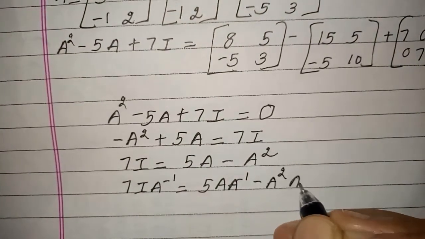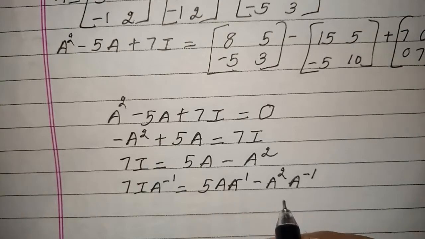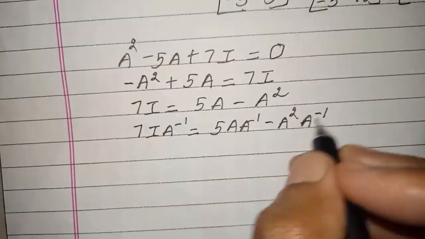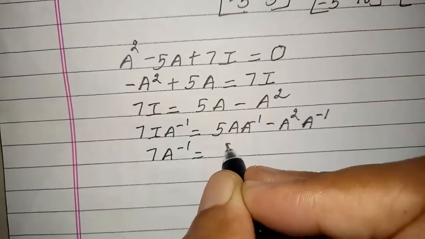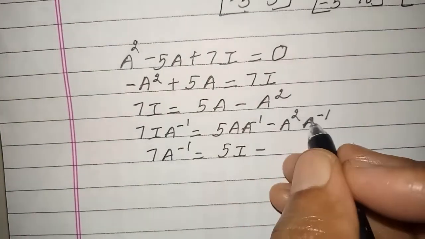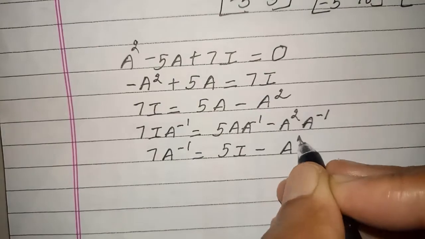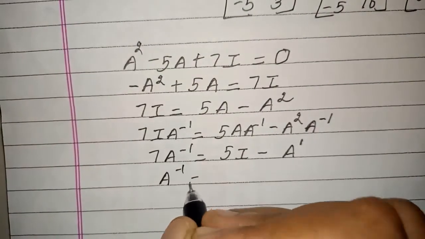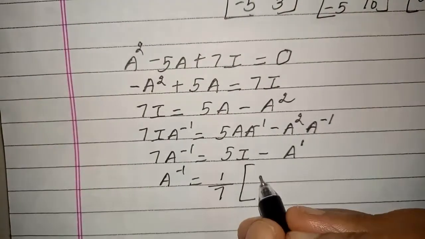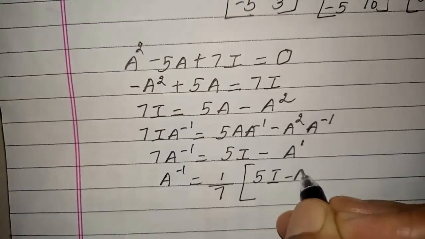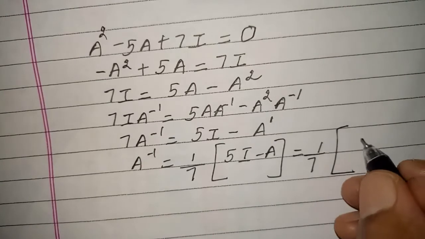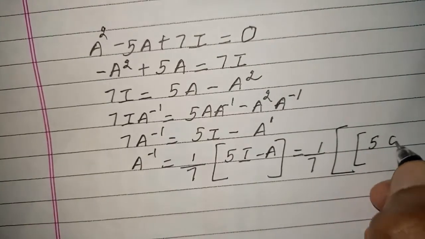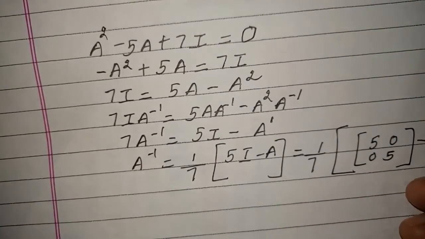That means I am post multiplying, right multiplication by A inverse. I into A inverse is nothing but A inverse, and A into A inverse is I, and by law of indices A square into A inverse is A. So now A inverse is going to be 1 by 7 times 5I minus A. Okay, so just have to put in the value here. So it is 5I, that is [5, 0; 0, 5], minus your A.